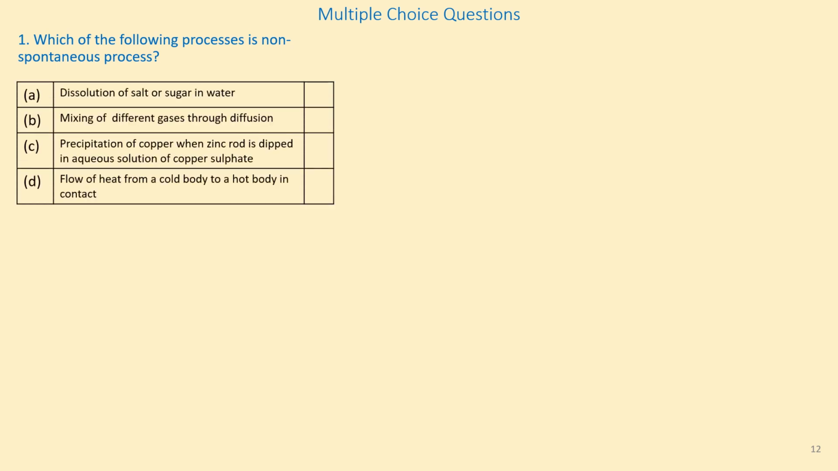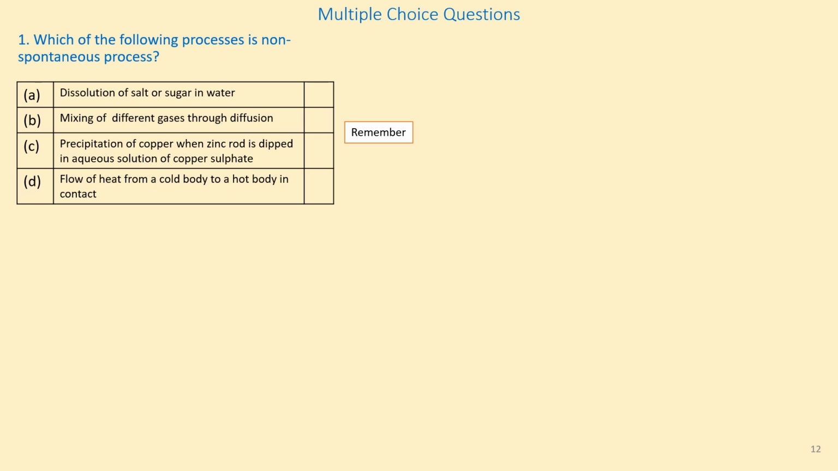With this, we conclude the summary of the chapter on thermodynamics, and we will take up MCQs. Question number 1. Which of the following processes is non-spontaneous? Four options are given. Please go through all the options and mark your answer.